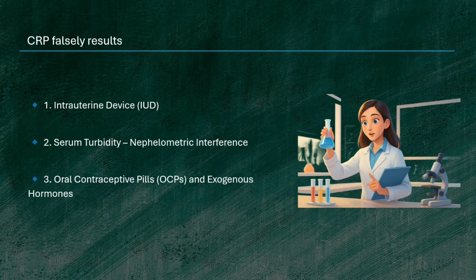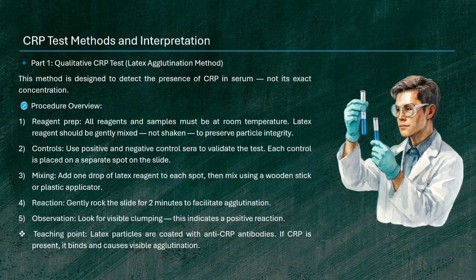CRP test methods and interpretation. Part 1. Qualitative CRP test, latex agglutination method. This method is designed to detect the presence of CRP in serum, not its exact concentration. Procedure. Overview. 1. Reagent prep.